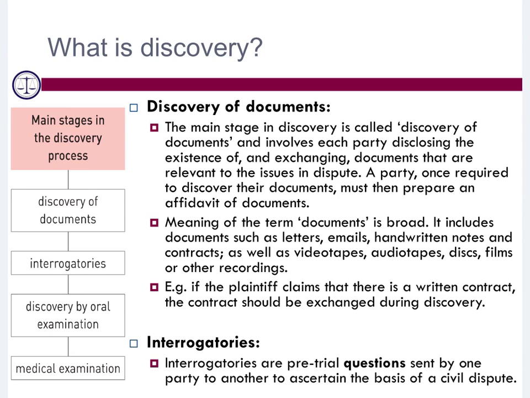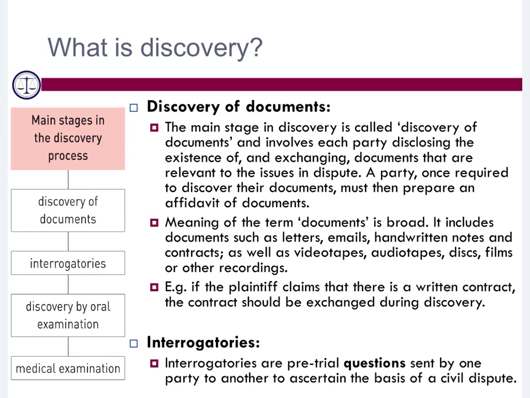The main stage in discovery is called discovery of documents, and it involves each party disclosing the existence of and then exchanging documents that are relevant to the issues in dispute. Documents could include letters, emails, handwritten notes and contracts, as well as videotapes, audio, discs, films, recordings. It encompasses a wide variety of things. For example, if the plaintiff claims that there is a written contract, then that contract should be something that is exchanged during the discovery process.